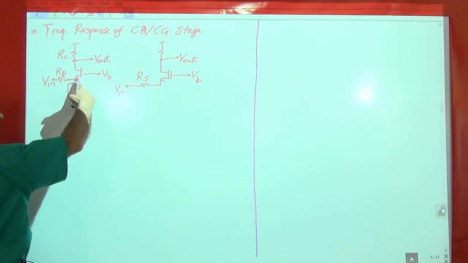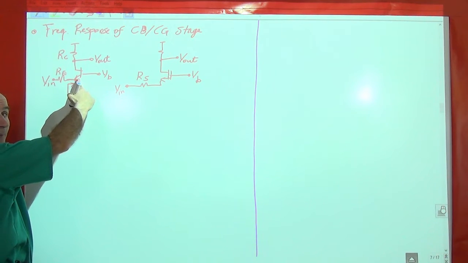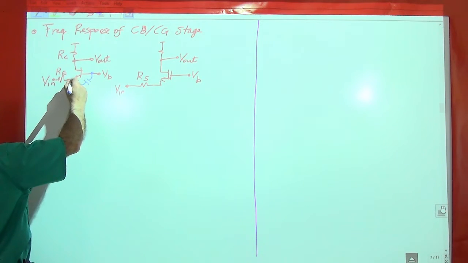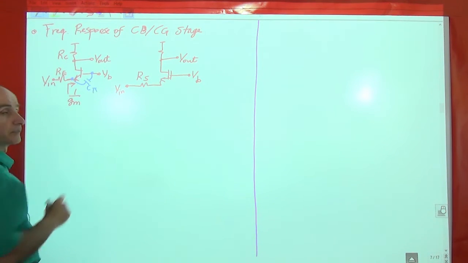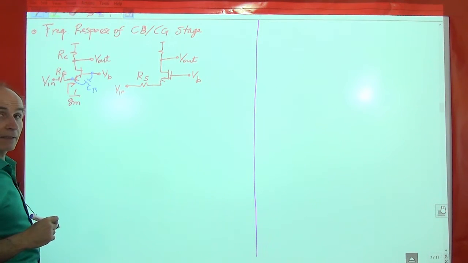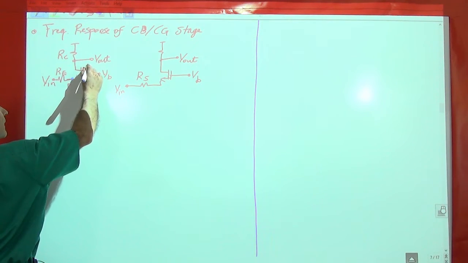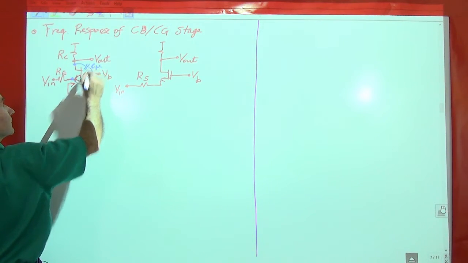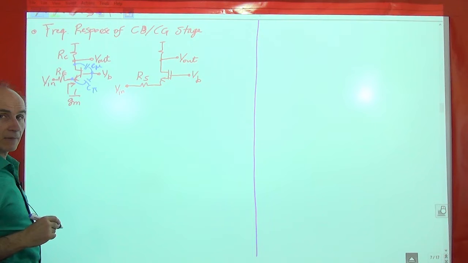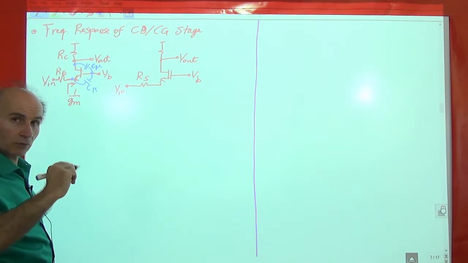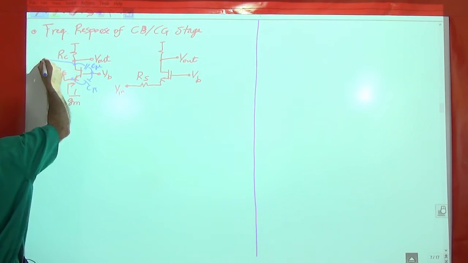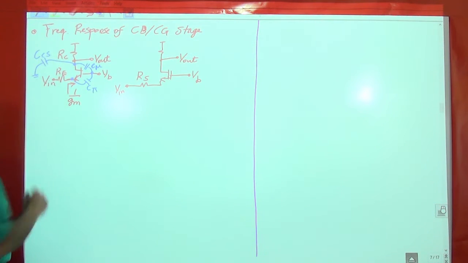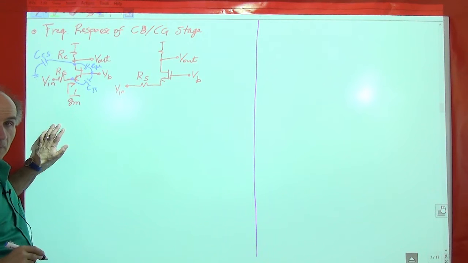All right, so the bipolar transistor has C pi between the base and the emitter. So that's C pi. Then it has C mu between the base and the collector, C mu. And then it has a capacitance from the collector to the substrate to ground. So that's a capacitance from here to ground, which we called CCS.